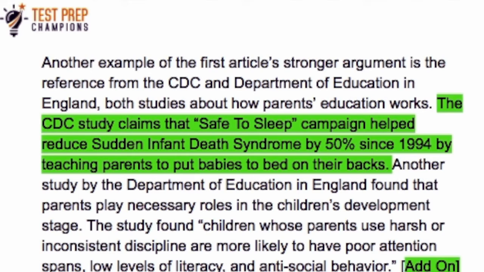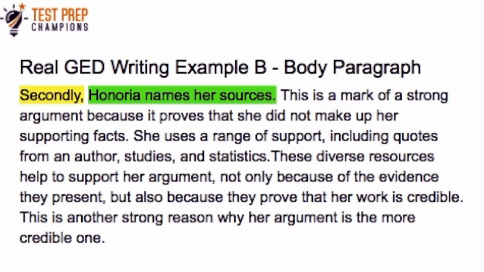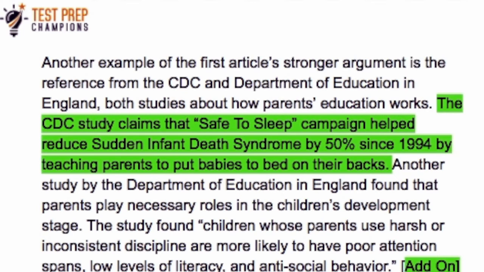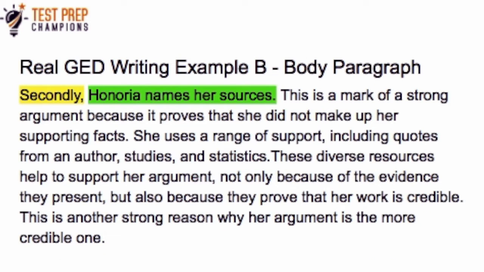They're very specific here. "The CDC study claims blah, blah, blah." They're citing the study, and they're giving a very clear example of how the first article used good evidence. So this paragraph talks about how Honoria's side is better because she named sources. I would just put in one of those sources, give a specific example like this person did. And then, hey, if you want bonus points, definitely put in a refutation.